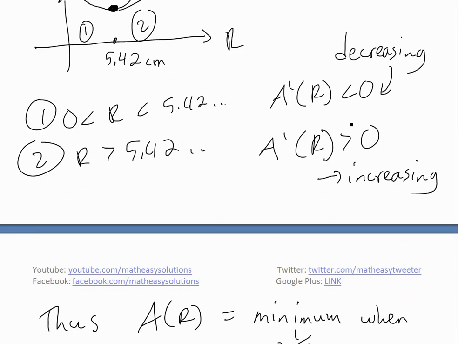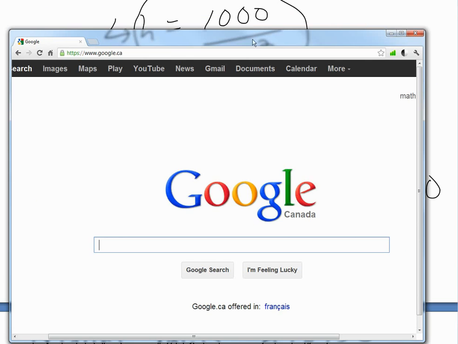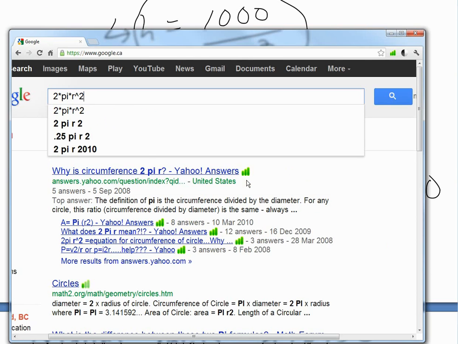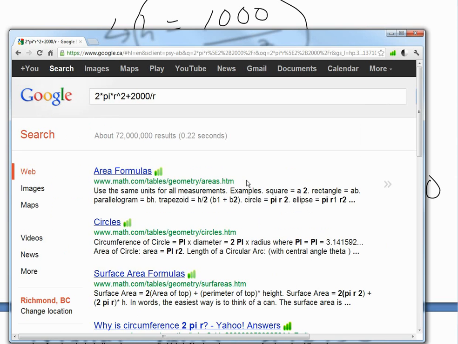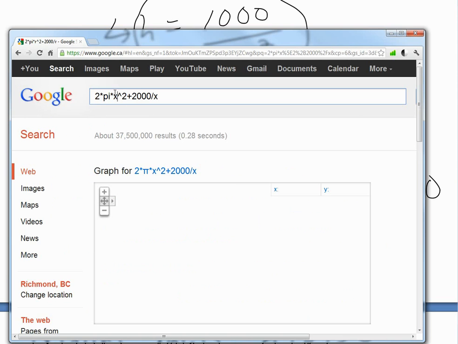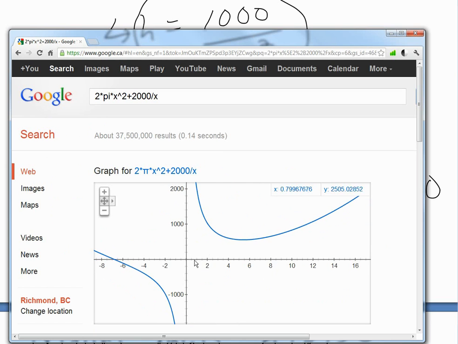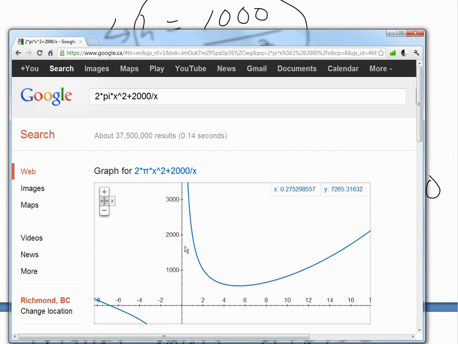And also, just to confirm this, we'll graph this function of A. So we just put it up on Google here. We're going to get 2 times pi times r squared plus 2000 divided by r. Actually, you can't use r in Google for some reason, so let's just put x here. Okay, so now when we use x, there is our function. As you can see, we ignore the left side because we can't have negative area here.